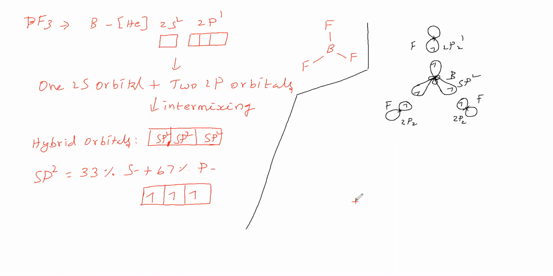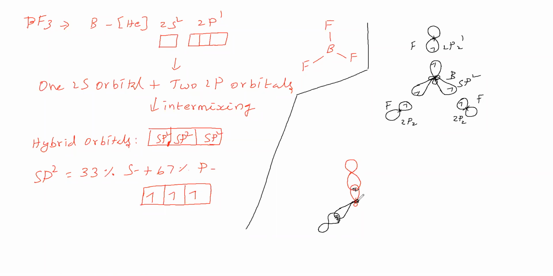So boron sp2 orbital, fluorine p orbital. Okay. Now the bonding electrons will be given in the overlapping part. Next, boron sp2 orbital, fluorine 2p orbital. The bonding electrons will be given here.